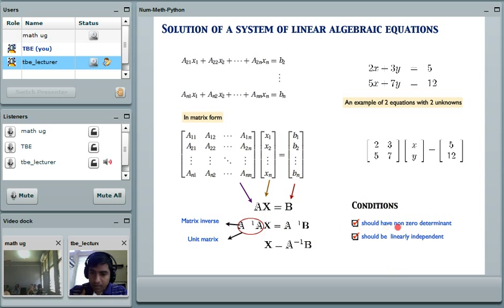Now, there are certain conditions that should be satisfied by this matrix A for it to be solvable. For example, it should have a non-zero determinant, and this particular system works only when the equations are linearly independent. So these conditions should be satisfied. I'm not going to go into these details because that's not the focus of this particular class, but I should give you a warning that these particular things are already taken care of in most of the programs that you use to solve these particular problems.